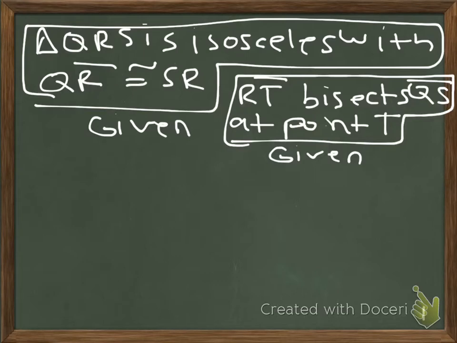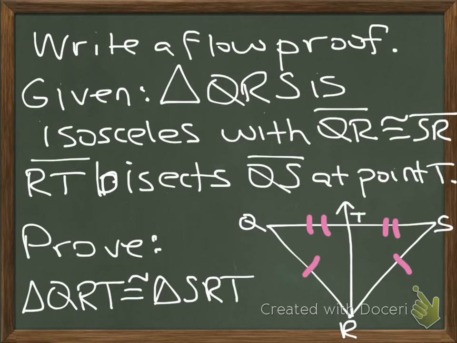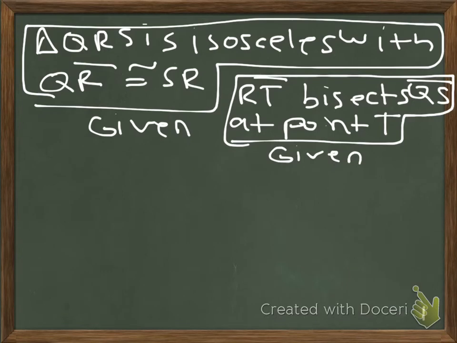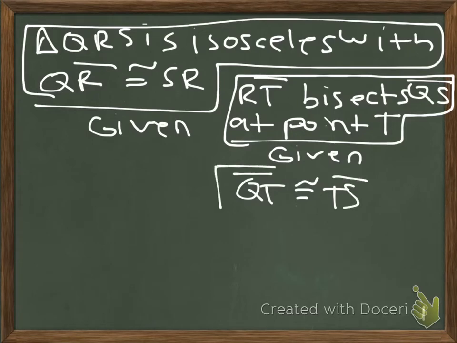So from the second statement, RT bisects QS at point T, like I said before, the word bisects means split into two equal parts. So as I labeled, QT congruent to TS, we're going to write that out. And we can use that as a statement, and our reason would be the definition of a segment bisector.